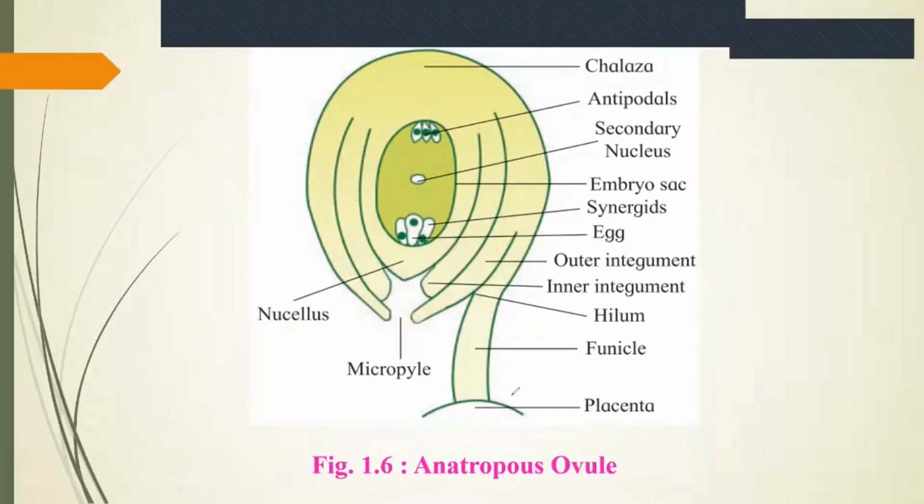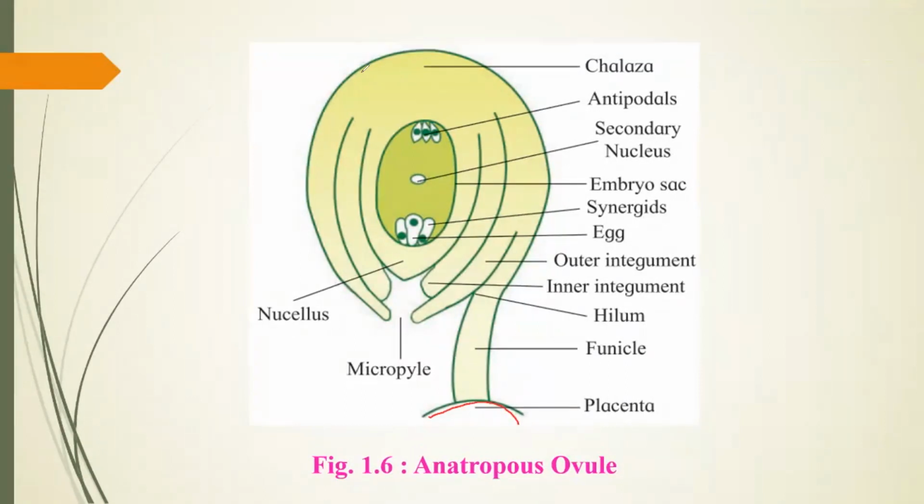Here is the placenta. The placenta is connected to the ovule by a stalk-like structure called the funicle. By the funicle, the ovule attaches to the placenta at the site of the hilum. So this is the hilum site through which the ovule is attached to the placenta. Then the complete ovule carries two layers, the outer integument and the inner integument.